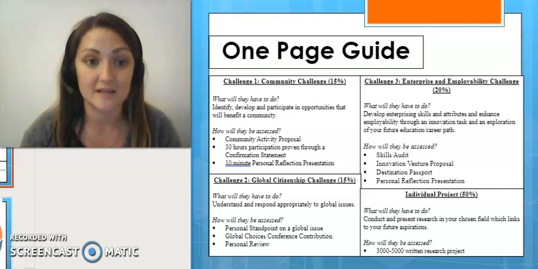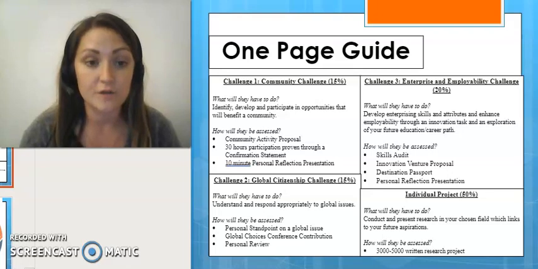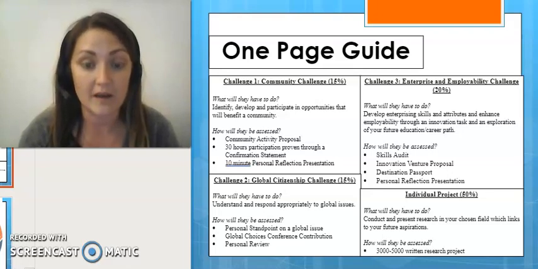In essence, this qualification is equivalent to either the level 3 BTECs or the A levels that students are studying alongside it. The first challenge, which we start off with at the beginning of year 12, is the community challenge. This is worth 15%.